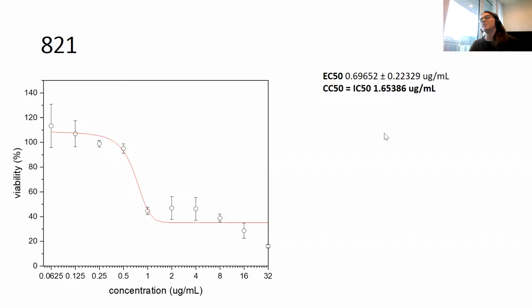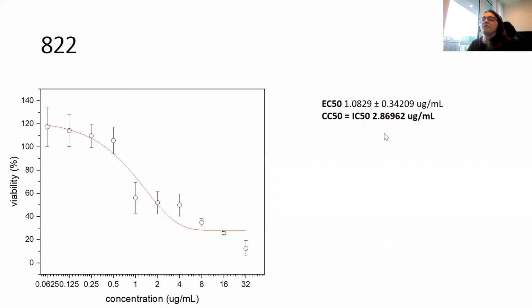I'm not sure what else I can comment other than giving you the values. I'm summarizing at the end, so maybe that makes more sense. 822, again, 2.86.